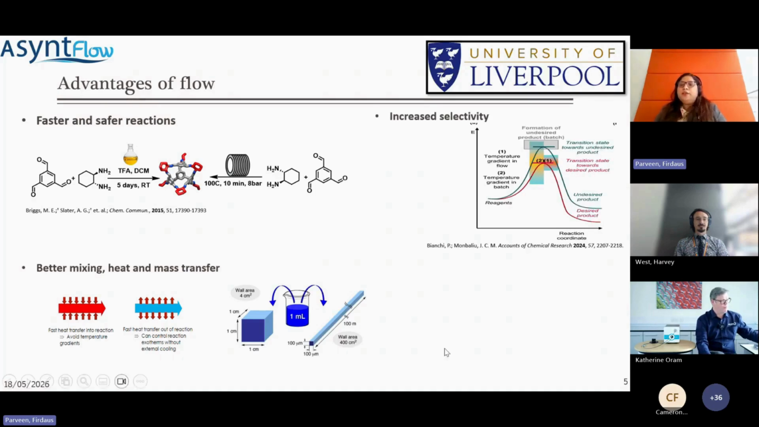Further, flow offers increased selectivity in the system. This is the thermal distribution in batch and flow. You can see the thermal distribution in batch is quite wide, so reagents can go into an undesired pathway alongside the desired pathway and reduce the selectivity of the final product. Whereas in flow, you can maintain the thermal distribution in the reactor, and your reagent will only go through the desired pathway and increase the yield of your process.